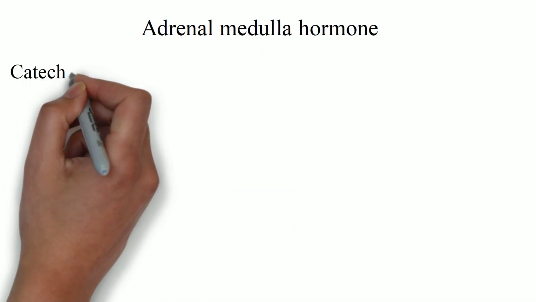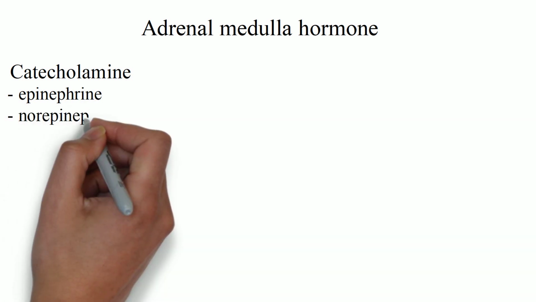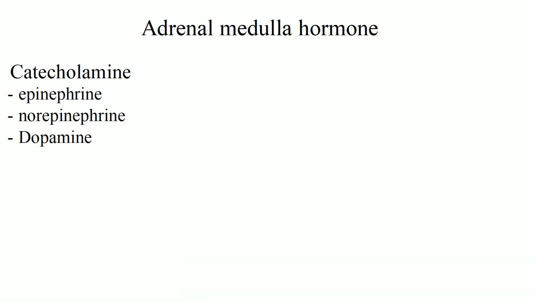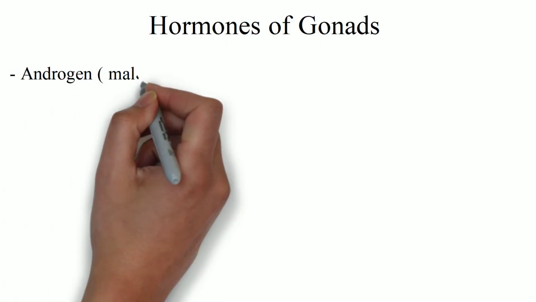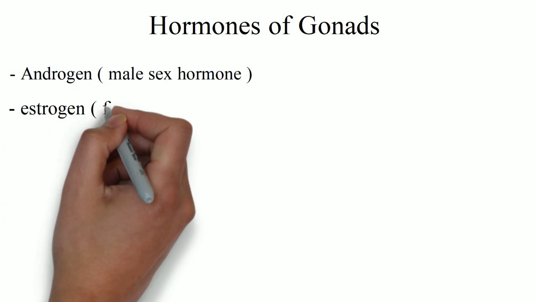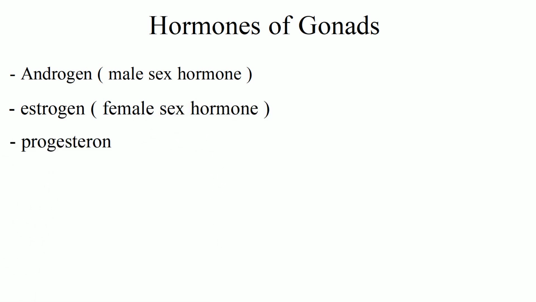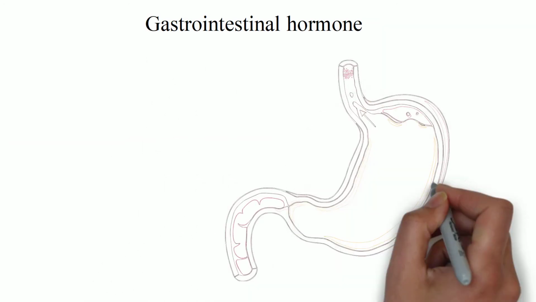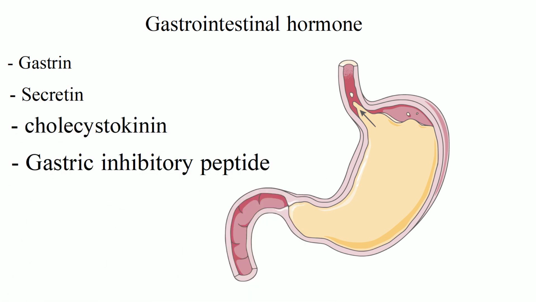Then we have hormones which are produced by the adrenal medulla. The hormones which are produced here are known as catecholamines. It consists of epinephrine, norepinephrine, and dopamine. Then we have hormones of gonads. Mainly we have three hormones here, which is androgen, which is male sex hormone. Then we have estrogen, which is female sex hormone. Then we have progesterone. Then we also have gastrointestinal hormones, which is gastrin, secretin, cholecystokinin, and gastric inhibitory peptide.